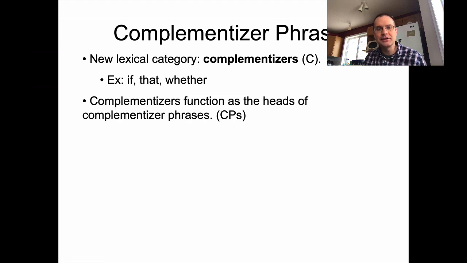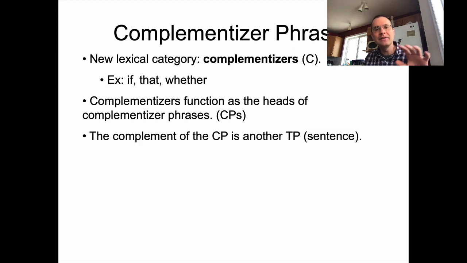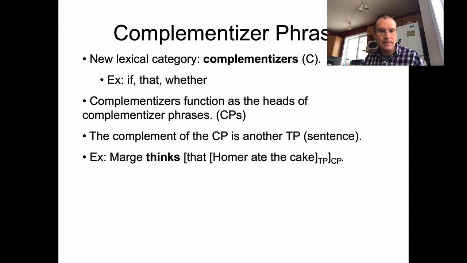So complementizers, we're going to add another level of structure here. We can call it CP. They're complementizer phrases, and they're going to function as the heads of these complementizer phrases. And then the complementizer phrase itself has a complement, which is a whole sentence, a TP in our terminology. So Marge thinks that Homer ate the cake. Homer ate the cake is a sentence by itself, a TP, and the complementizer is a CP.